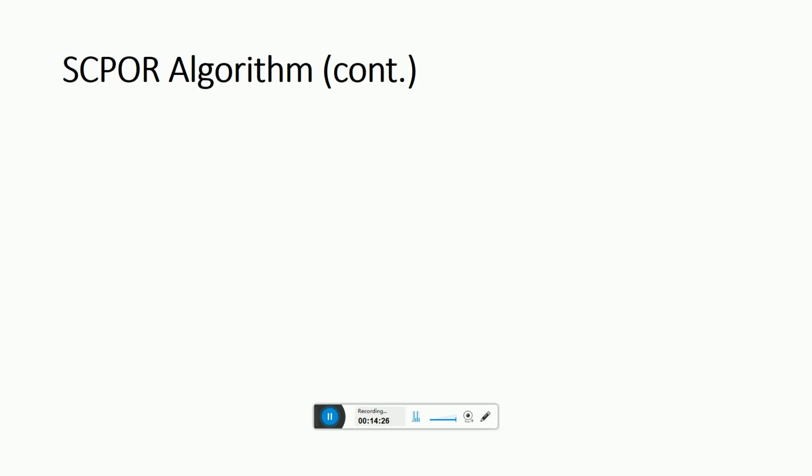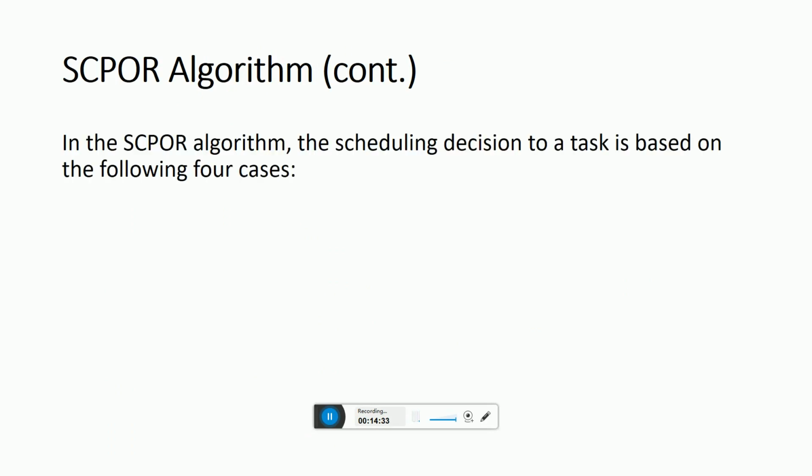In the SCPOR algorithm, the scheduling decision for a task is based on 4 cases. One is if a task Ti is a critical task. In that case Ti is mapped onto the resource RC, and the set of task, resource, earliest start time and earliest finish time is added into list schedule, and the available time of the resource is reset to the earliest finish time of that task.